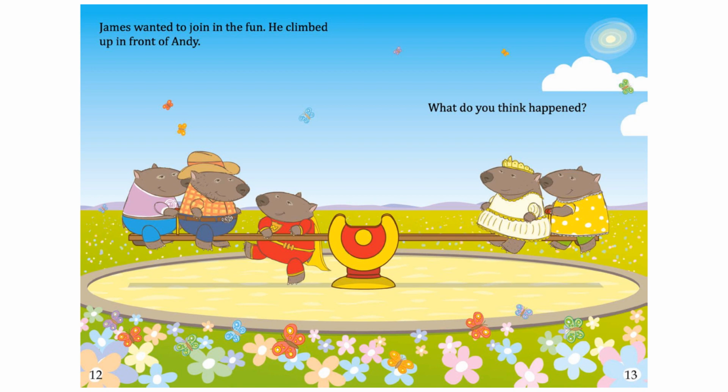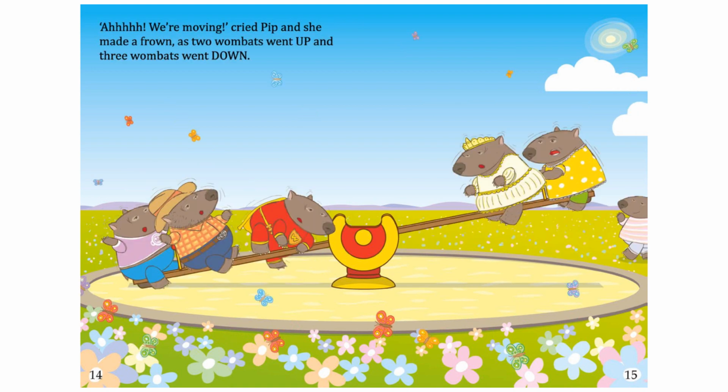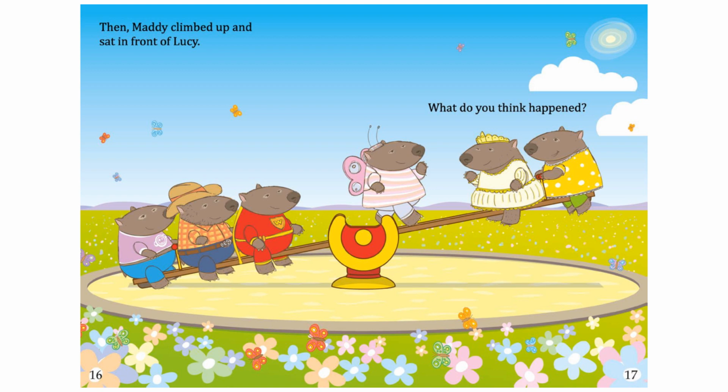I can see there are 2 wombats on each side. But if James hops on, that means there's going to be 3 on one side and 2 on the other. "We're moving," cried Pip, and she made a frown as 2 wombats went up and 3 wombats went down. Then Maddie climbed up and sat in front of Lucy. What do you think happened?